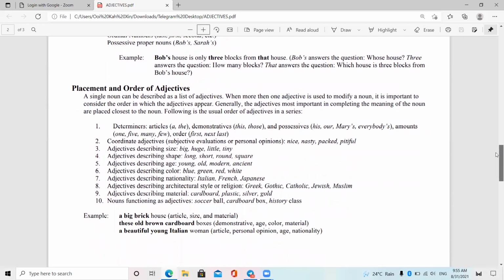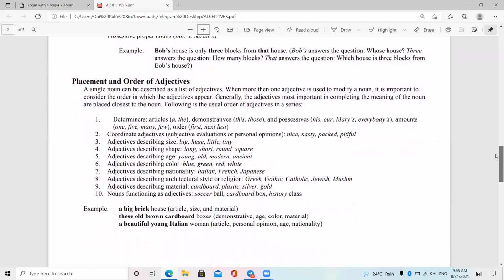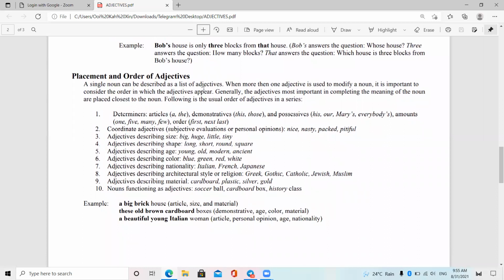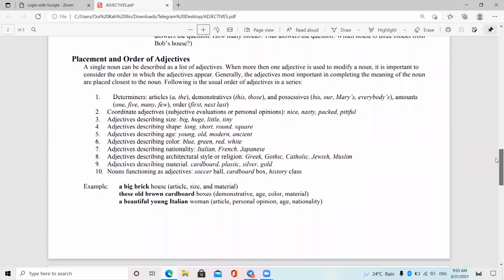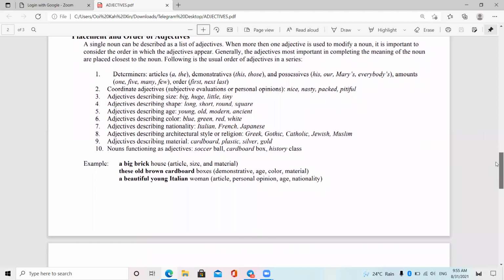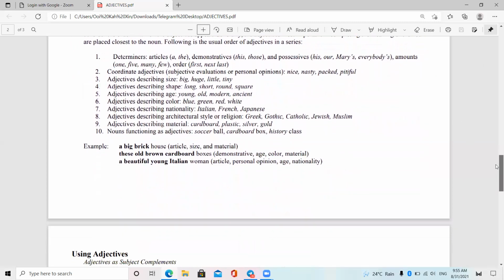Placement and order of adjectives. A single noun can be described by a list of adjectives. When more than one adjective modifies a noun, the order in which the adjectives appear is important to consider. Adjectives most important in defining the meaning of the noun are placed closest to it. The following is the usual order of adjectives in a series: determiners such as articles, demonstratives, and possessives, then amounts, then coordinate adjectives, then opinion, such as a nice pet.